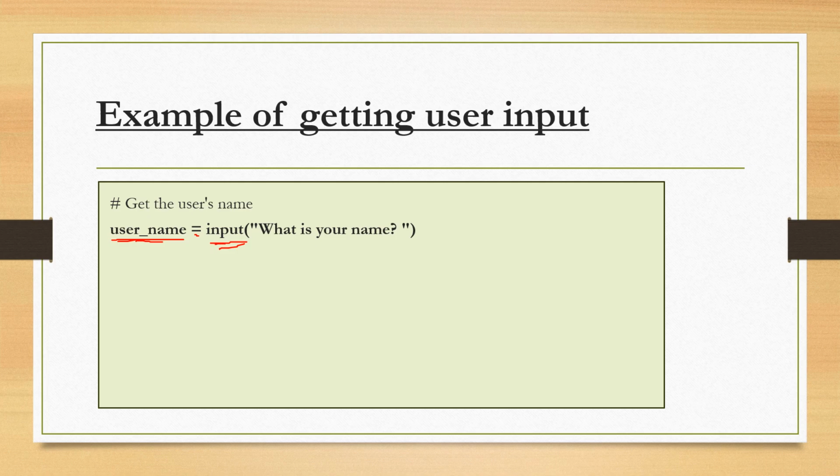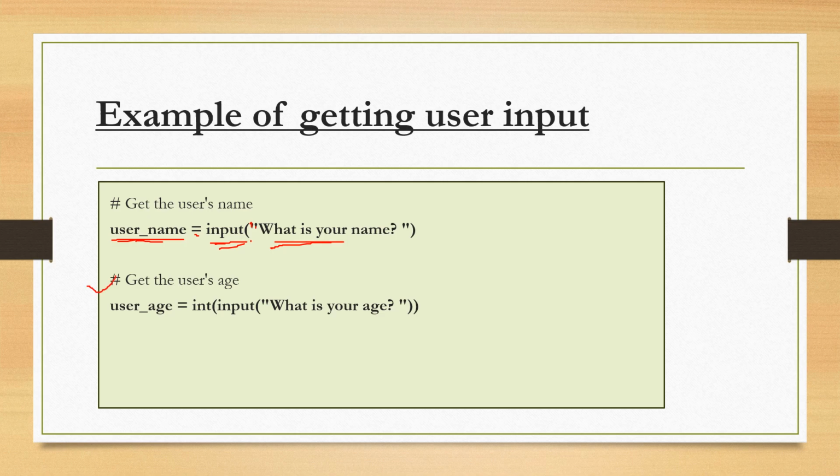So input, then we have used these brackets, and inside those brackets we have written one sentence, what is your name, and for that we have used double quotes. So this is a string, and we are asking the user what is your name. Now it will be displayed on the screen, and after getting that, the user will see this message and he will enter his name.